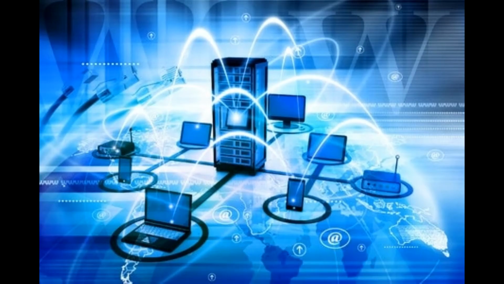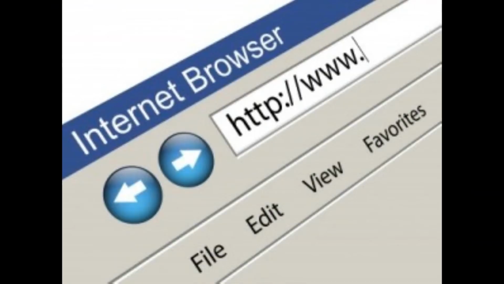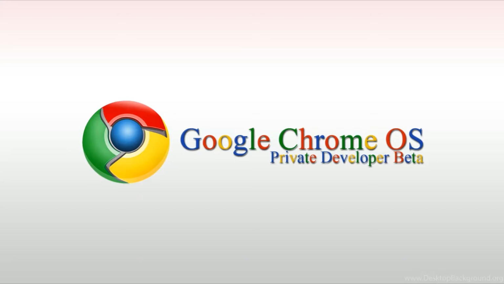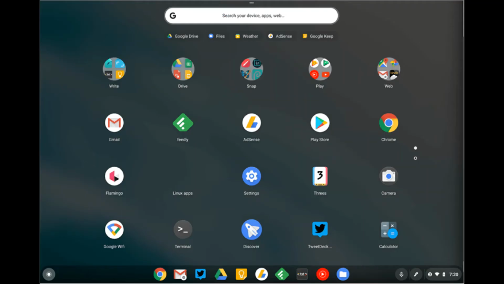Number 6. FreeBSD. It is best for networking, internet and intranet server compatibility. Its price is free. Number 7. Chrome OS. It is best for a web application. Its price is free.